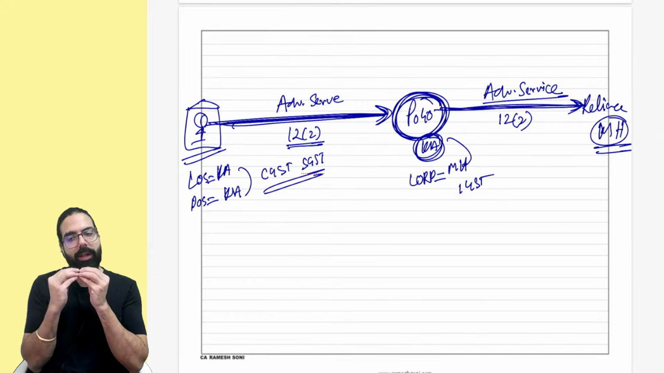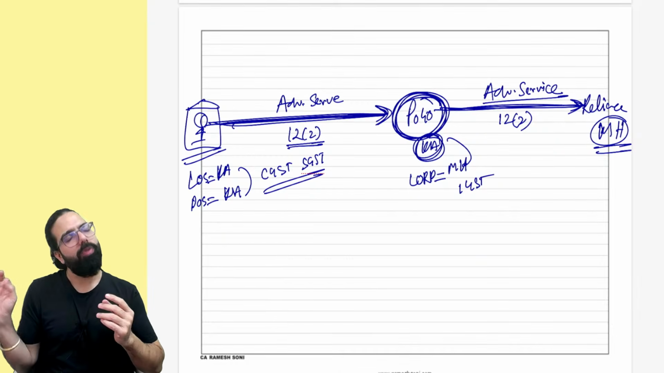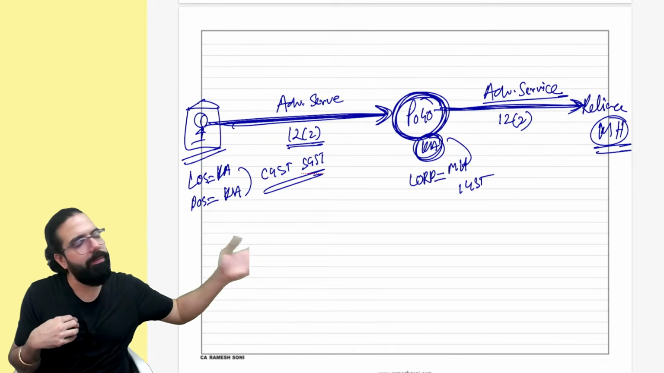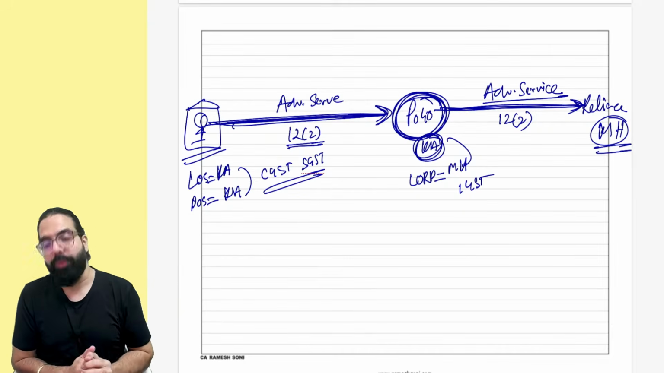They gave me advertisement and in turn I gave advertisement. When they give me advertisement service, 12.2 will apply. When I give advertisement service, again 12.2 will apply. Done, sir. Very good, everyone.